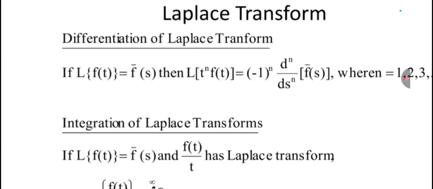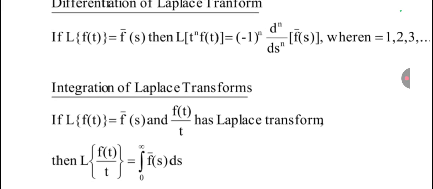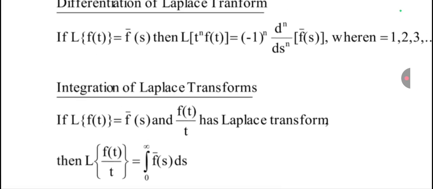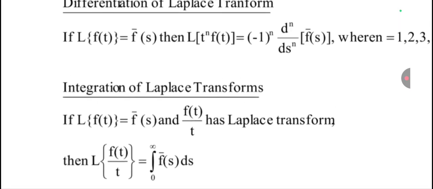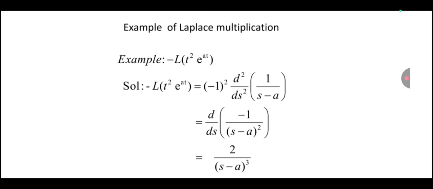This is the differentiation in Laplace transform. Next we see integration of Laplace transform. If L of f of t equal to f dash of s, then L of f of t by t, so this term is called integration. L of f of t by t is equal to integral s to infinity f of s into ds. Integral s to infinity, sorry, not 0, f dash of s into ds.